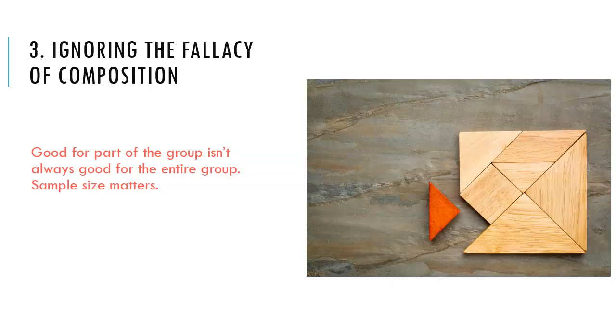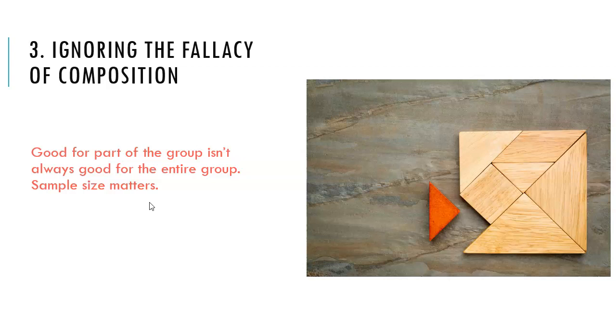And the last error is ignoring the fallacy of composition. The fallacy of composition is basically saying your sample size could be an issue. Just because something is good for part of the group, it doesn't mean it's necessarily good for the entire group. If someone stands out of their seat at a baseball game, they can see better, right? But if everybody stands up, now most people cannot see very well. So if a few people do it, it works. If everybody does it, actually it defeats the purpose.